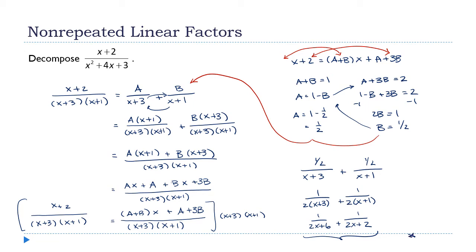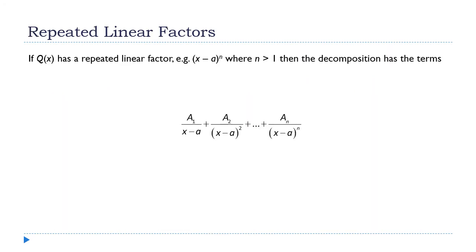Okay, let's try another one. What do we do if there are repeated linear factors? Well, I'm really going to do the same thing, right? Only now, instead of having one term for each factor, I'm going to have more than one, right? So you see I have a over x minus a, and I have a second number over x minus a squared. So it's kind of like each repetition of the factor gets its own term in the decomposition.